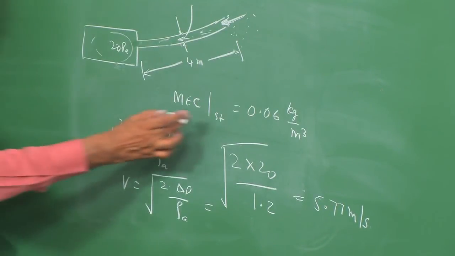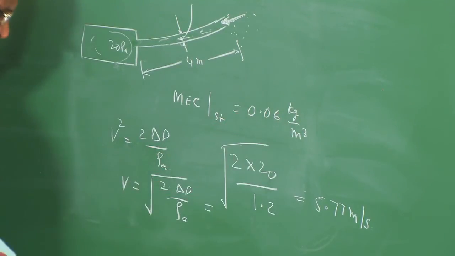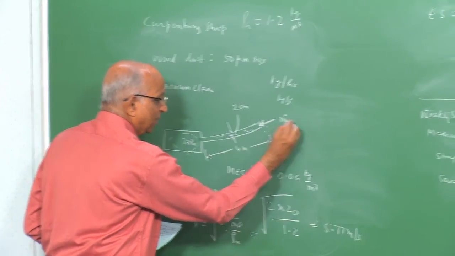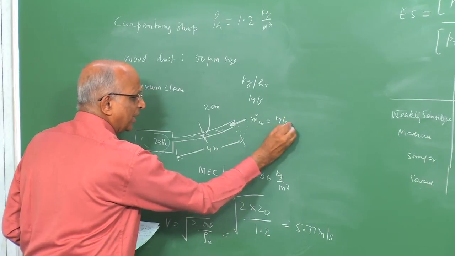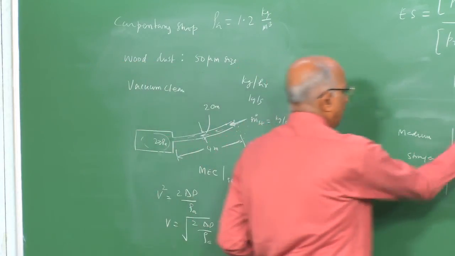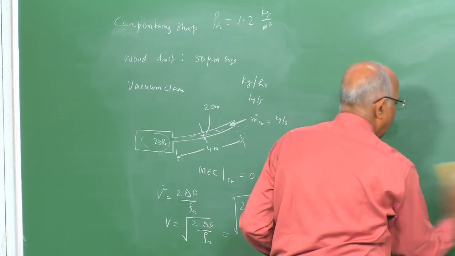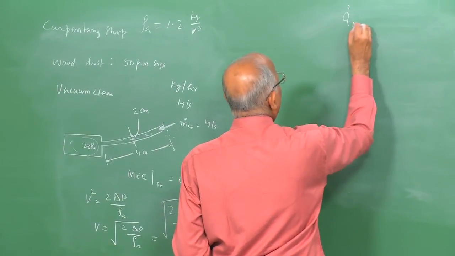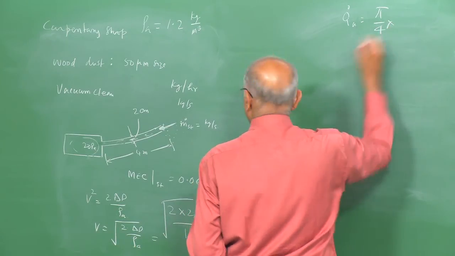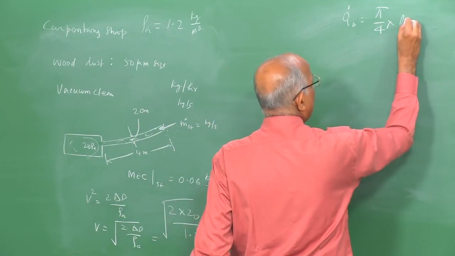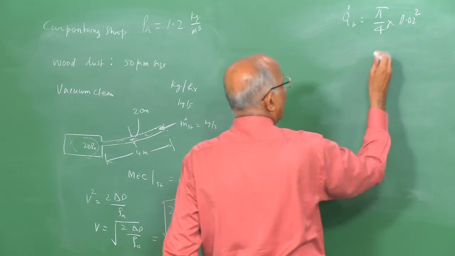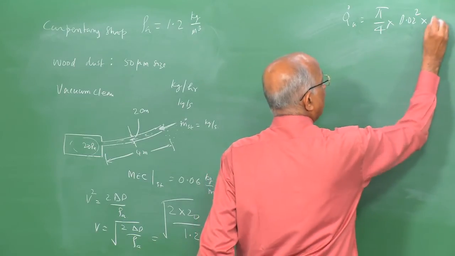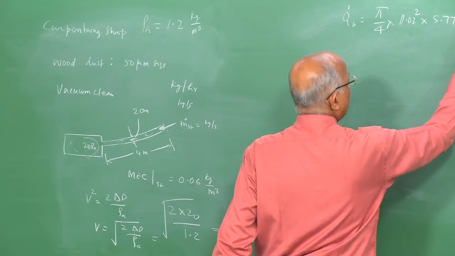But the minimum explosive concentration is given as 0.6 kilogram per meter cube. Therefore, I want to know the rate, that is m dot, at which the dust is being supplied in terms of kilograms per second. To do that, I want to find the volume flow rate of air. Q dot for air is equal to pi by 4 into the size of this hole, which is 0.02 meter square, into the value of V, which is 5.77, so much meter cube per second.